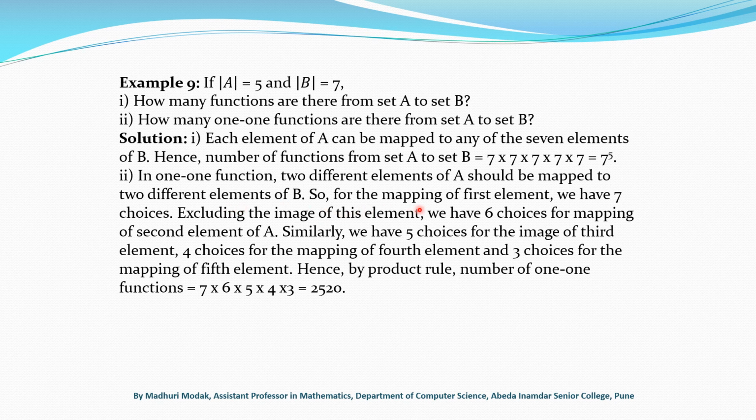So for the mapping of the first element, we have all 7 choices. But what will happen after mapping the first element to any of those 7 elements, the second element we cannot map to the previous element. So excluding the image of this element, we have 6 choices for mapping the second element of A. Similarly, we have 5 choices for the image of the third element, 4 choices for the fourth element and 3 choices for the fifth element. Hence, by product rule, the number of one-one functions is 7 into 6 into 5 into 4 into 3, which is equal to 2520.